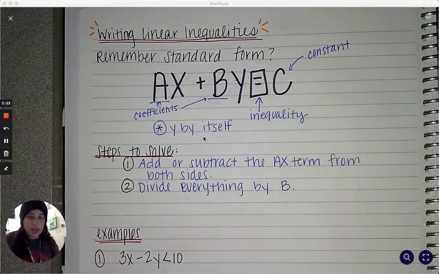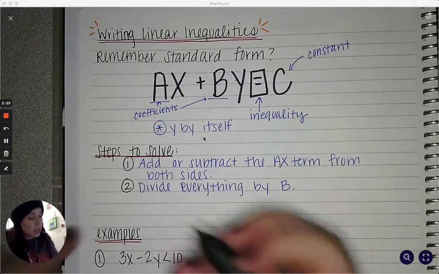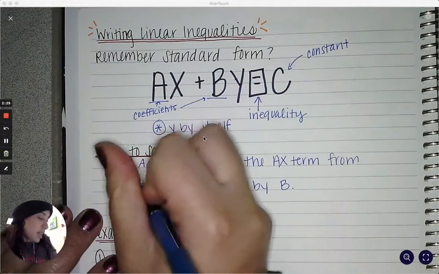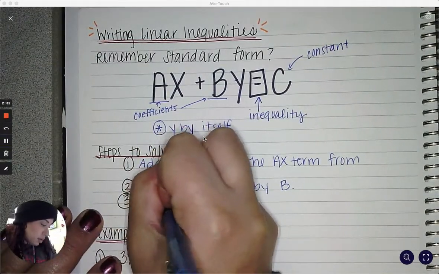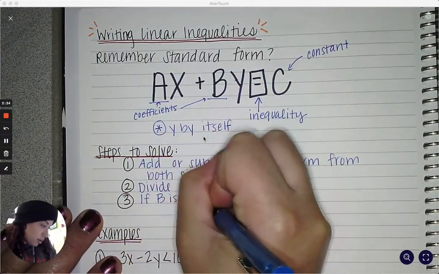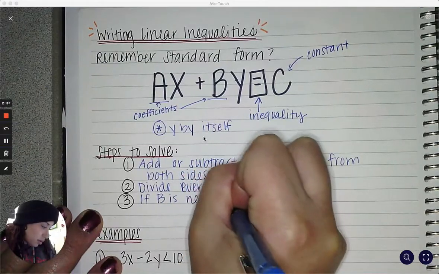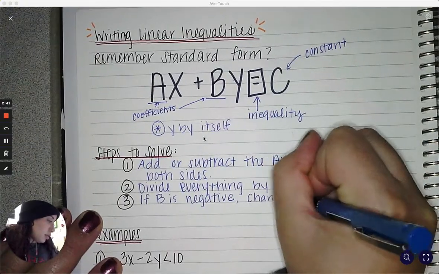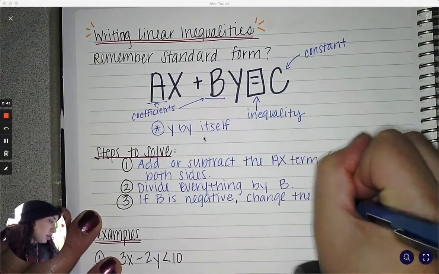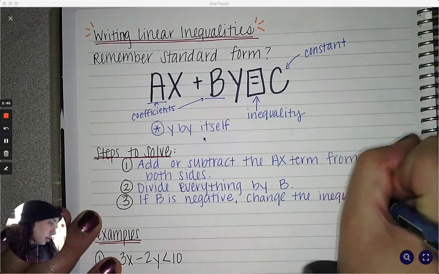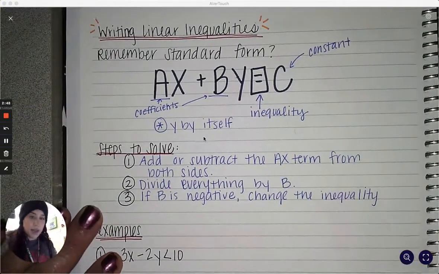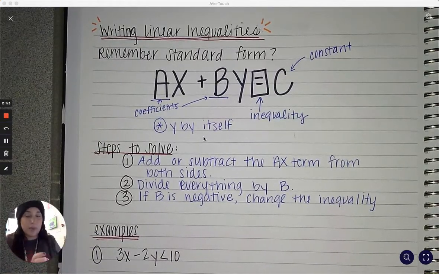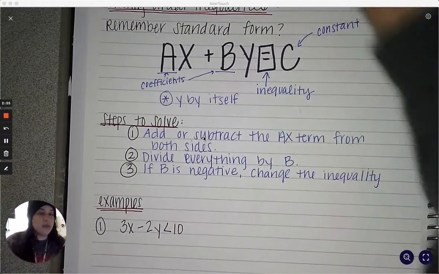And I actually forgot a step here. Step three, if b is negative, change the inequality. So remember, if b is negative, that inequality is going to switch directions. Okay, so let's go through a couple of examples.